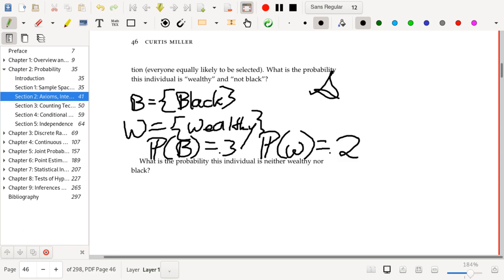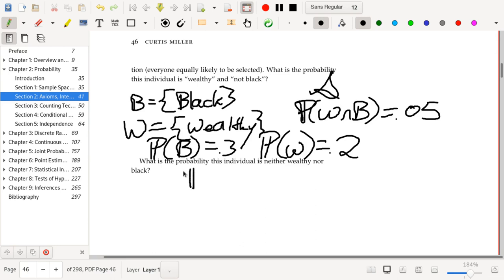Okay, and that's just true because the problem said so. So now, what we want to... Well, actually, we're also given another thing, that the probability of an individual being both wealthy and black is going to be 0.05.